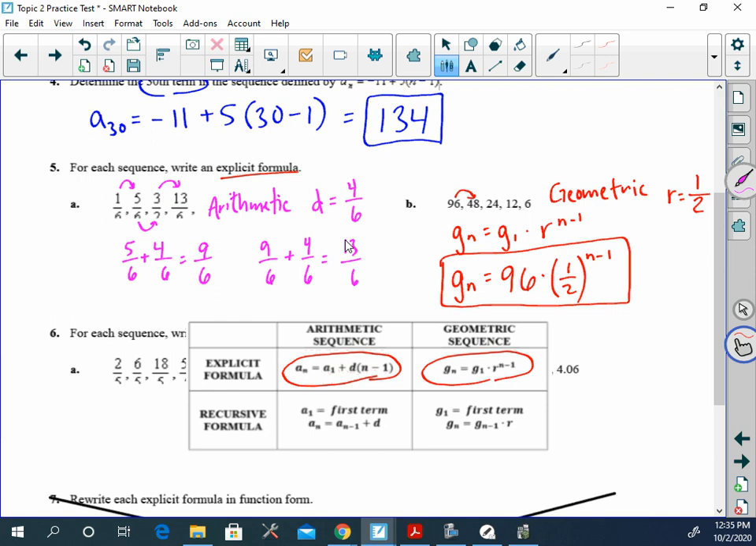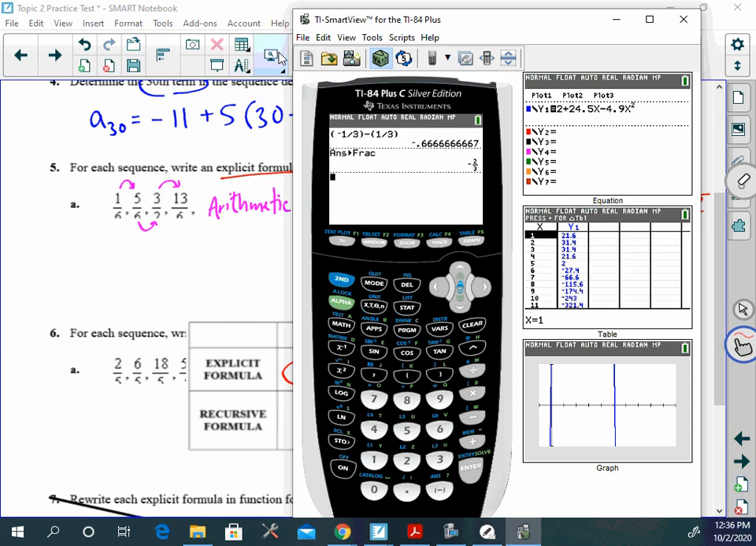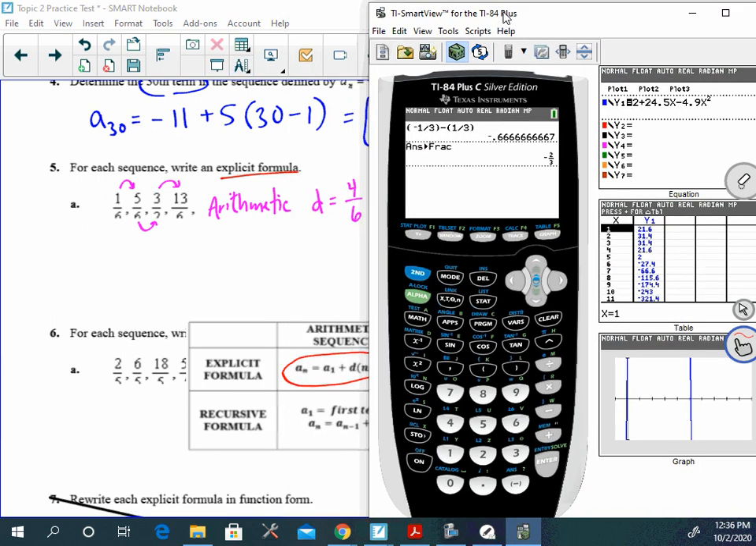So I feel good about writing that it's arithmetic, and I've got my common difference there. Now a thing that you can do in your calculator, if you struggle with that, is you can take the second term and subtract the first term. Your second term there was 5/6, and you can subtract the first term, which is 1/6, and it's going to give you what that common difference would be.